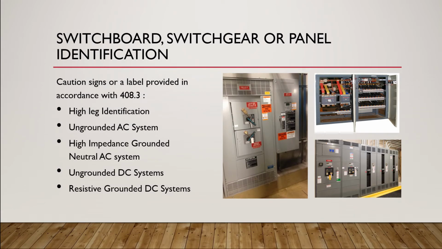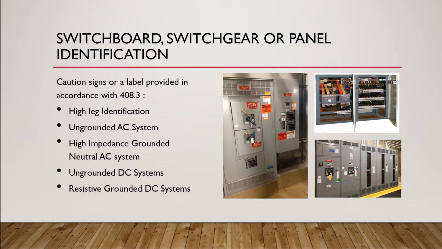Now, when it comes to switchboard, switchgear, panel board identification, right? Caution signs or labels are provided in accordance with 408.3. Those identifying the ungrounded AC system, the high impedance ground, the neutral AC system, the ungrounded DC system, and resistive grounded DC system. All right.